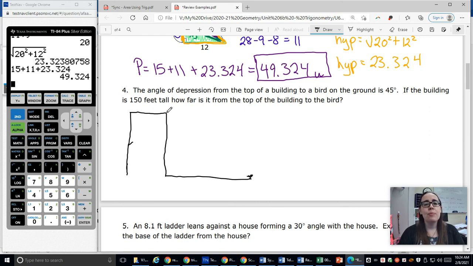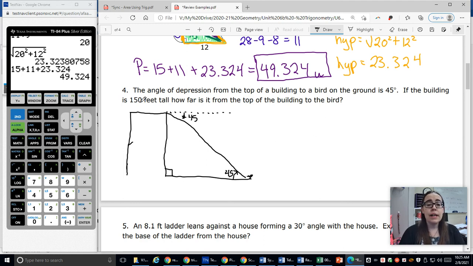All right. So the angle of depression, that means if I'm looking straight out from the top of the building, the angle of the depression is going downward. So this angle here, looking down, is 45 degrees. What's great is the angle of depression outside up here is the same as the angle of elevation when the bird looks up at the building. So I still get an angle inside my figure, which is where I want it.